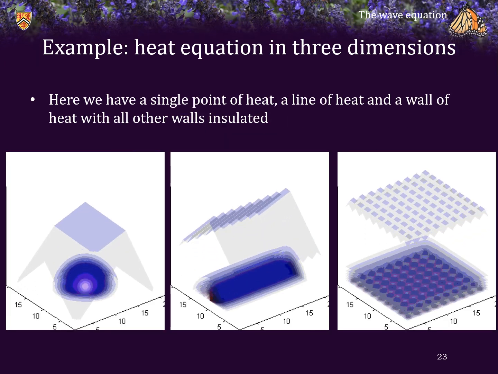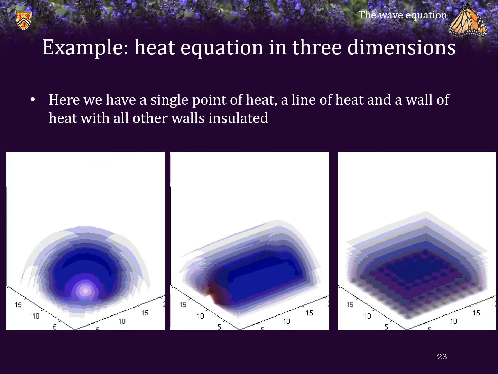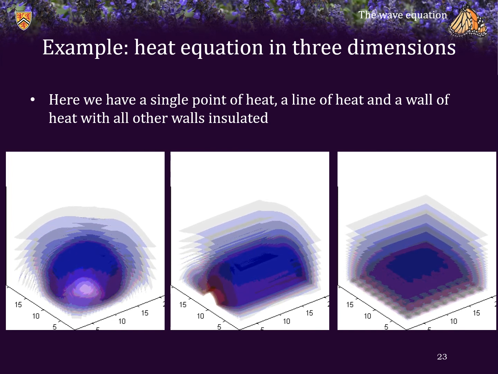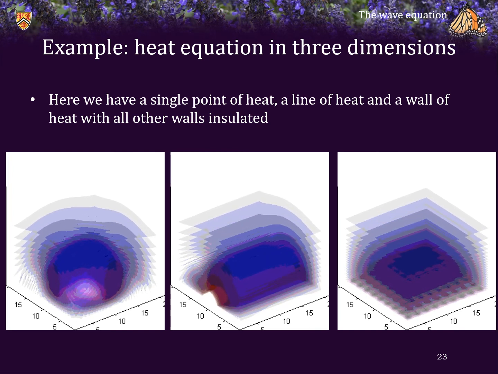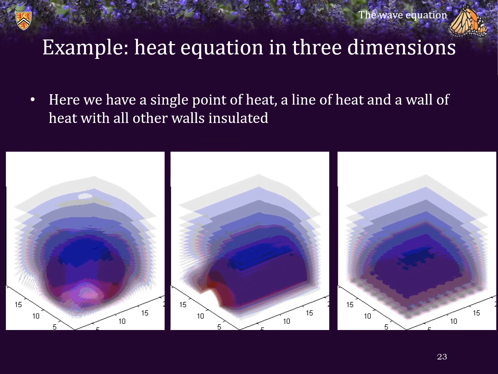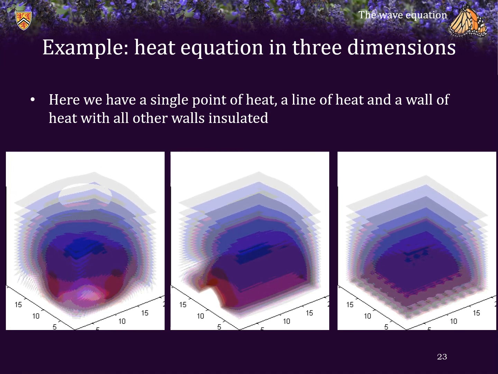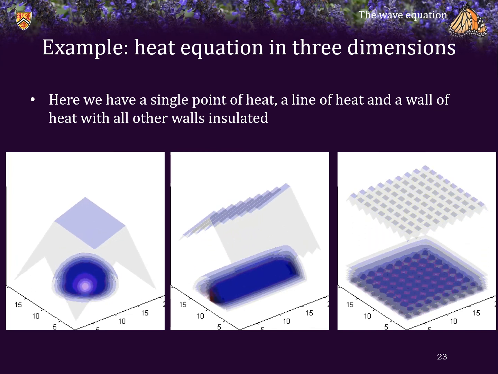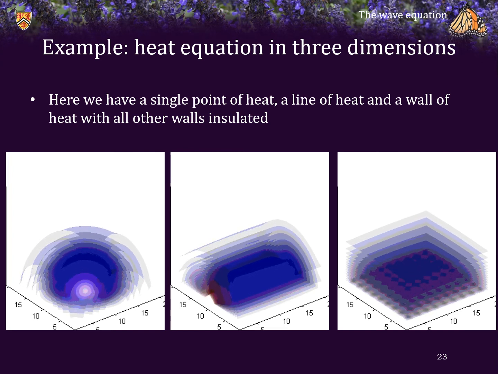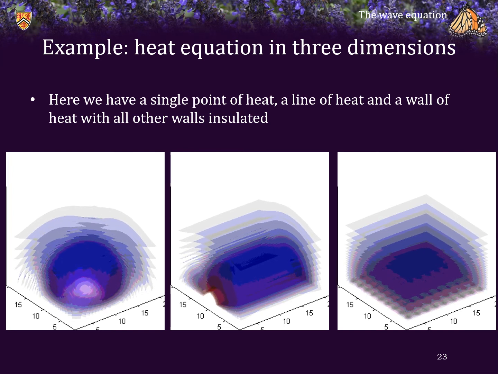Now here we have 3 simulations of the heat equation in 3 dimensions. So in the first case, we have a point source of heat. In the second case, we have a line of heat against a wall. And in the third case, we have a wall of heat. As you can see, with the single point source of heat, the heat does radiate through the room, but it doesn't do so evenly. The line of heat is better, and the wall of heat is even better, more so.